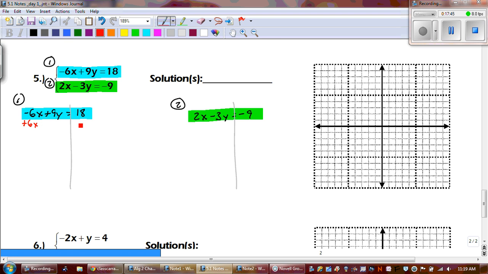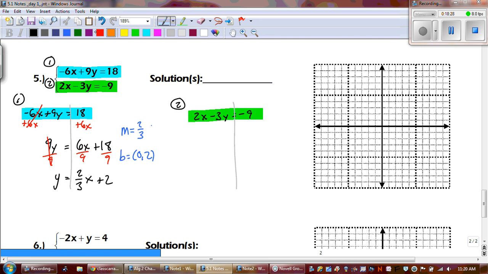We have to add 6x to both sides, and we get 9y equals 6x plus 18. Okay, and now to get the y by itself, we have to divide by 9. And guys, you have to be very careful because we made a mistake in class about this. Okay, 6 over 9, reduce that to 2/3 x plus 2. So our slope for number 1 is 2/3, and where we begin is 0, 2.